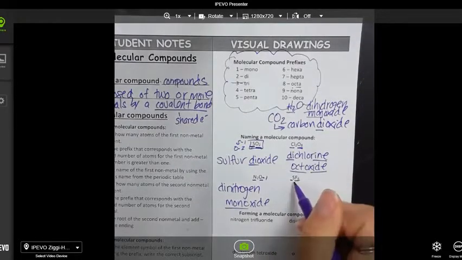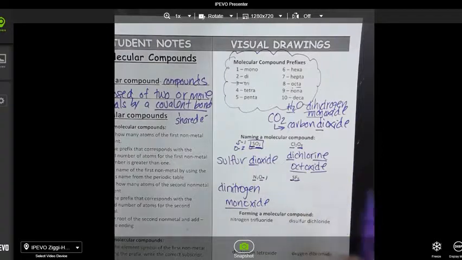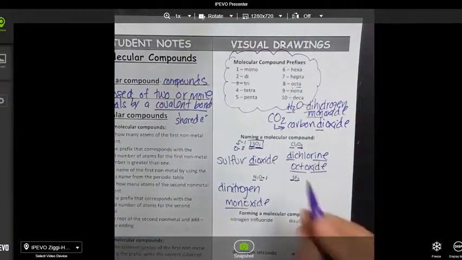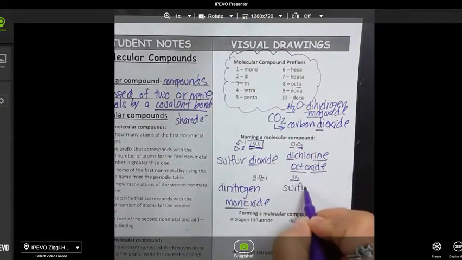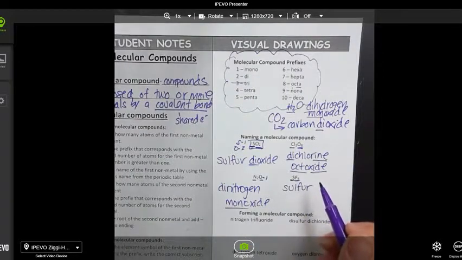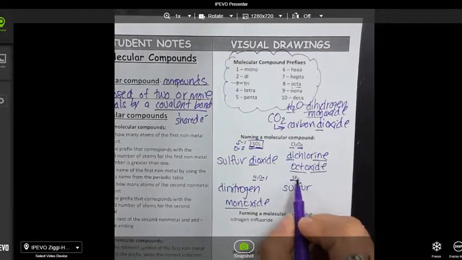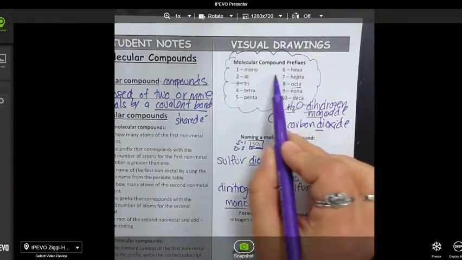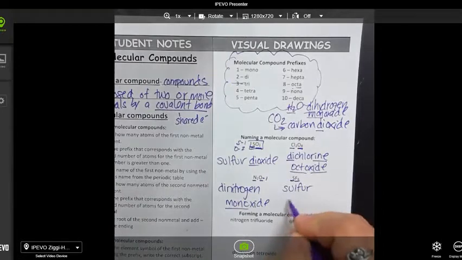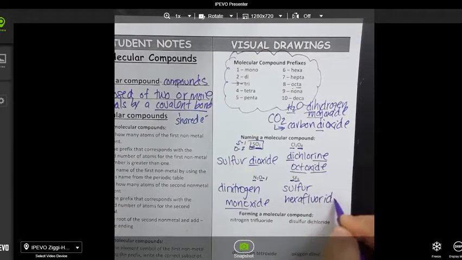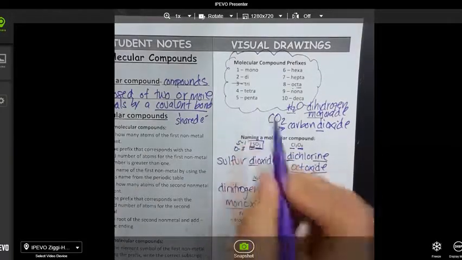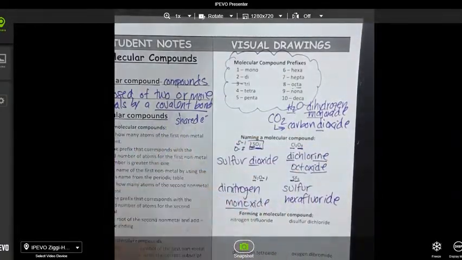Last example, we have SF6. How many sulfurs are there? There's 1. Now, since it's the first element in the set and there's only 1 of them, do I have to add mono? No, I don't. That's the only exception, when you don't have to use a prefix, is if there's 1 in the first. And then we have 6 fluorines, and the prefix for 6 is hexa. So this becomes sulfur hexafluoride.